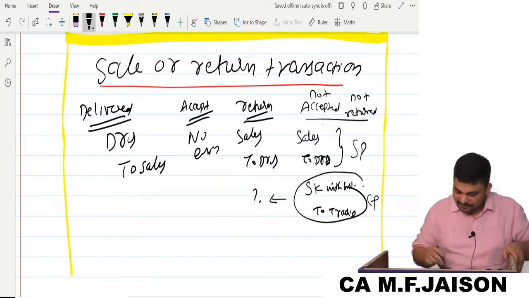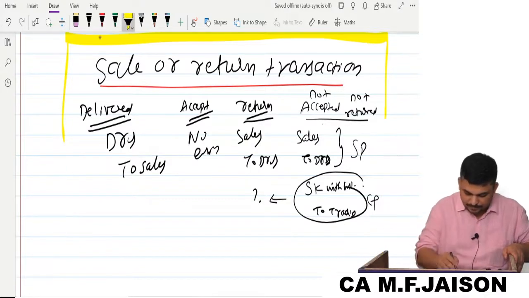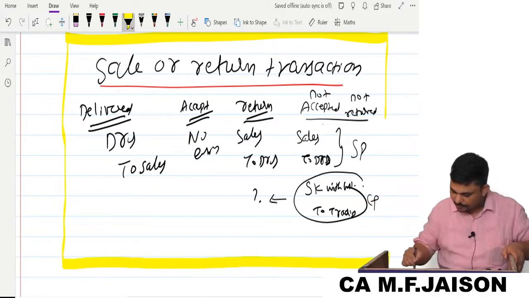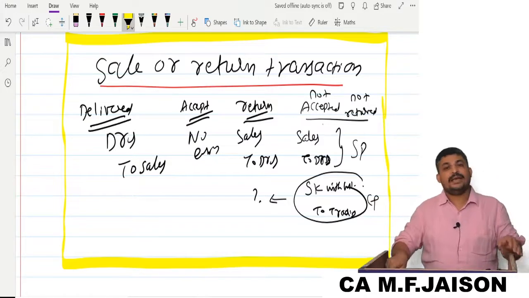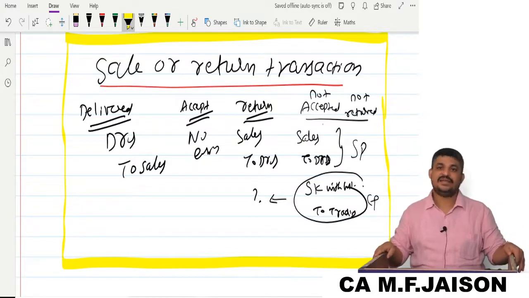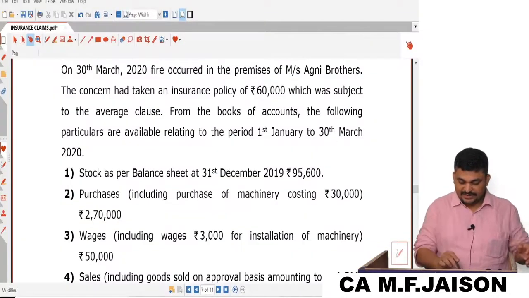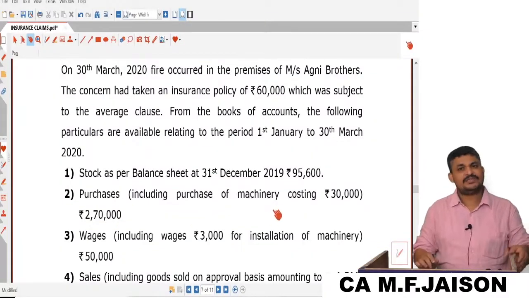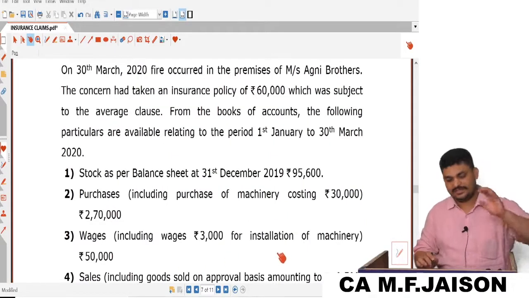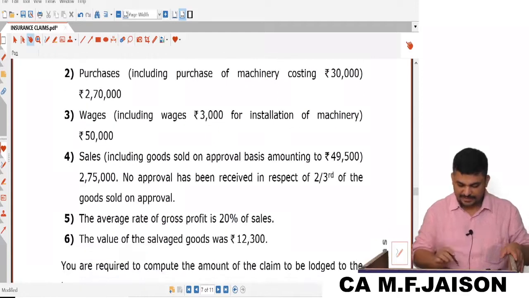Understood? So that way, my dear friends, we understood a basic accounting for sale or return transaction. Now come to this question. Once again, let us read this. Other things, opening stock, purchases, machinery, installation expense, all these things, how to eliminate, we know. But sale or return, I don't know how to deal with, we will understand, my dear friends.